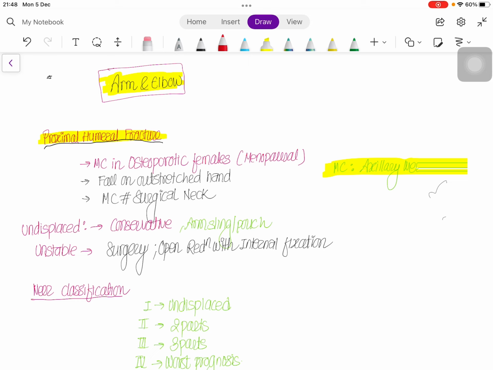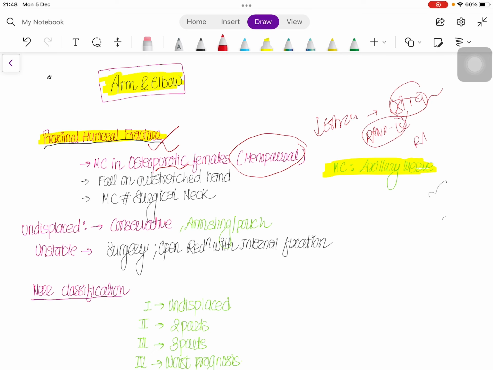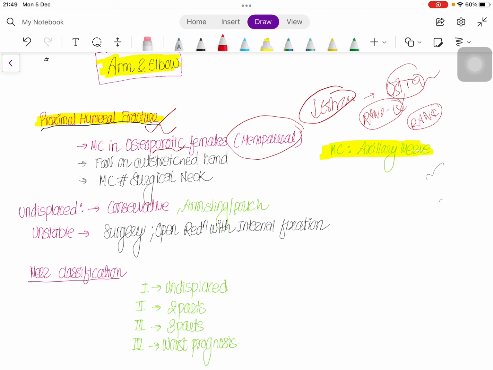First we have to know about the proximal humerus fracture. This is most common in osteoporotic women or menopausal women, because in menopause there is less estrogen, so there will be less osteoprotegerin, which binds to the RANK ligand so that it cannot bind to RANK and activate osteoclastic activity. So in menopausal women there is less estrogen, less osteoprotegerin and more osteoclastic activity.